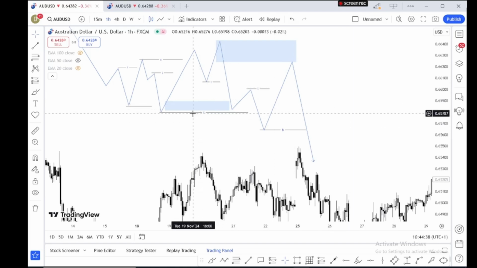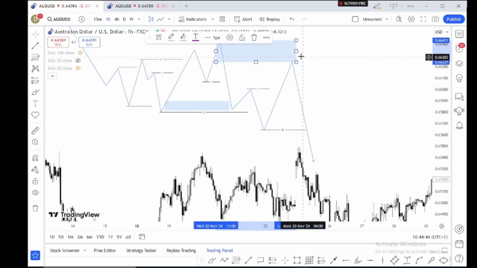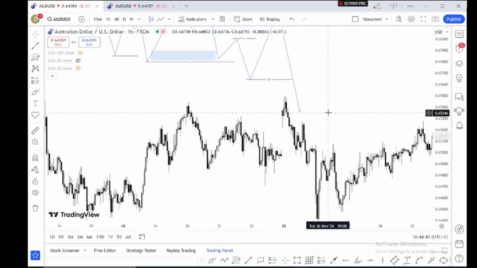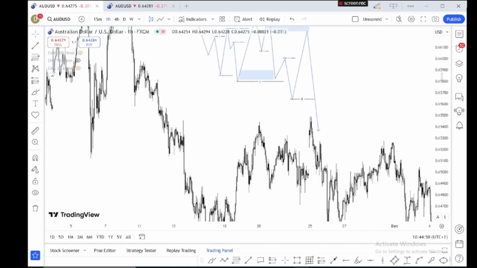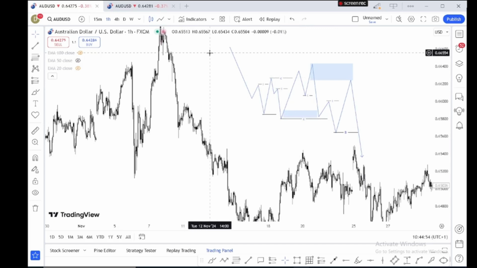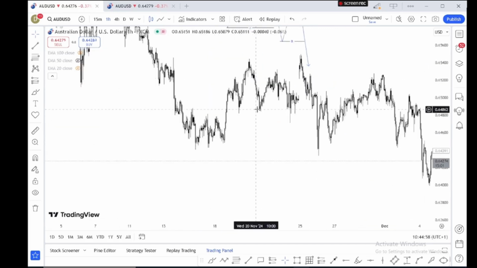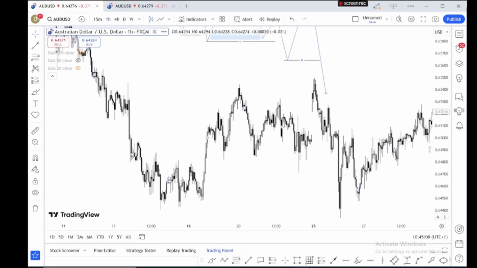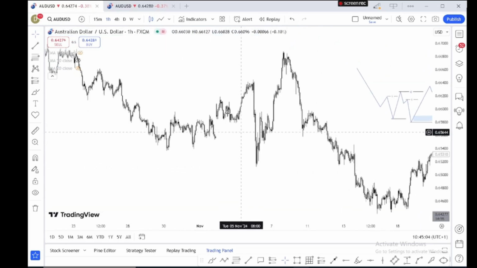So immediately I saw this change of character, I looked for my inducement and looked for my extreme level. Then I initiated this trade, and it actually gave me the result that I wanted. So let me just explain to you in the real chart, so that you'll be able to see what exactly we were looking at. So look at it. Let me start from here.